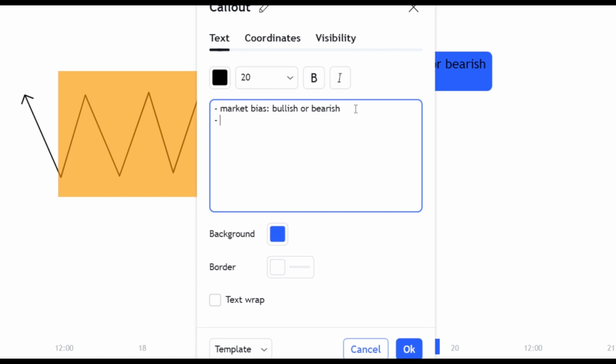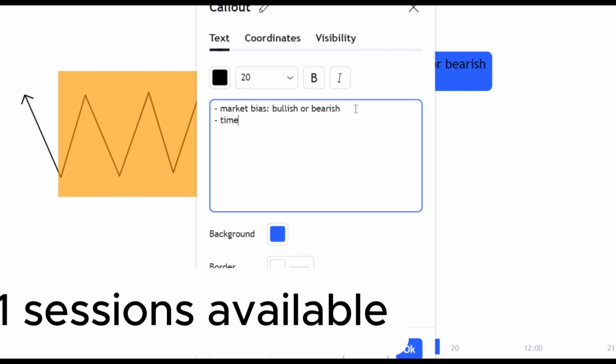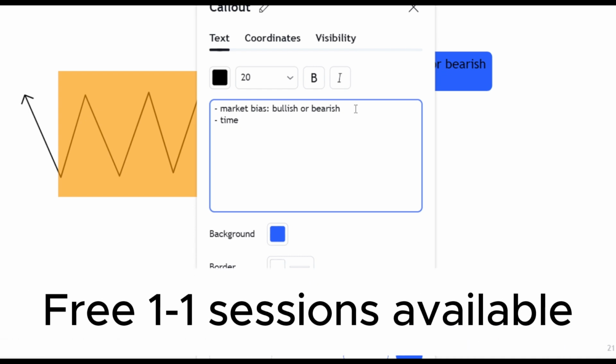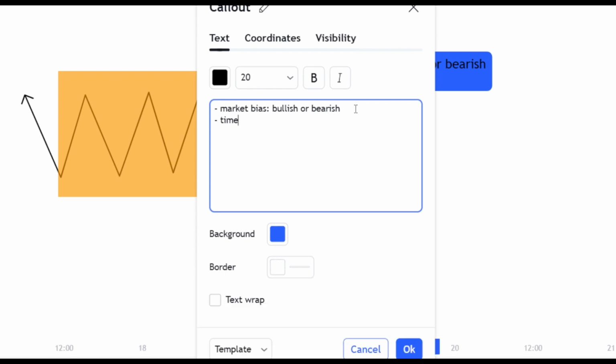The second thing we want to look at is time, and timing is the key here. I'm going to show you in a little more detail what I mean by time specifically, but timing we refer to as a session. What session are we in? Are we in London? Are we in New York? Are we in Asia? Are we in Frankfurt? All the different sessions, Sydney, Tokyo. What is the time and what session are we in?